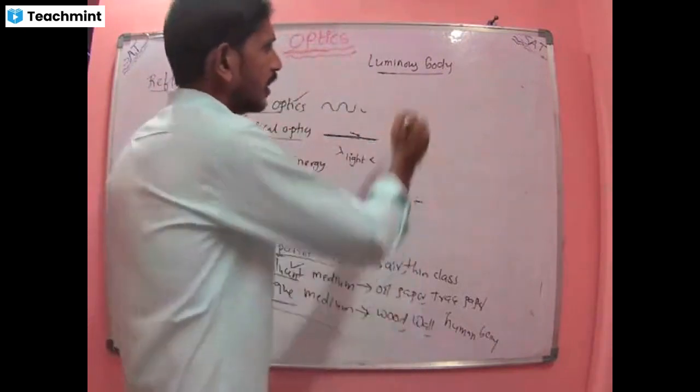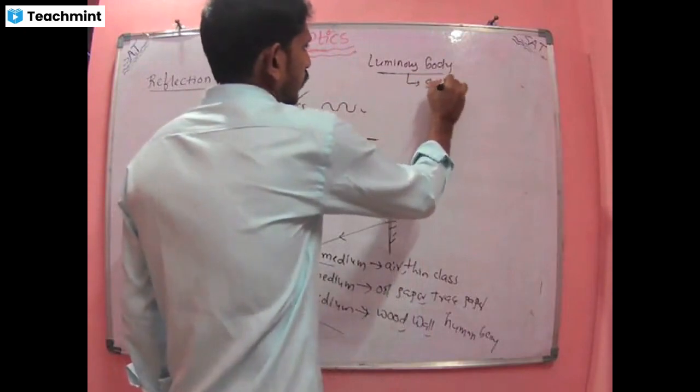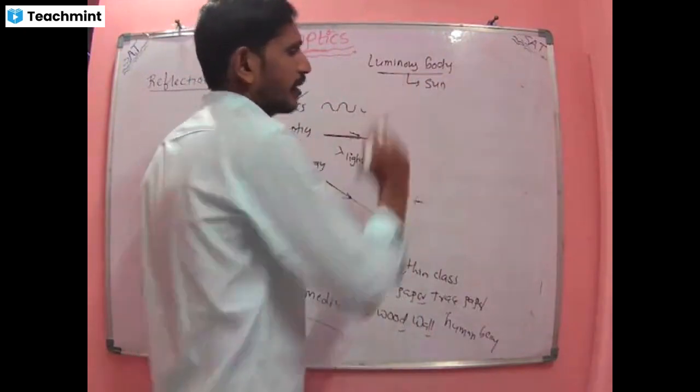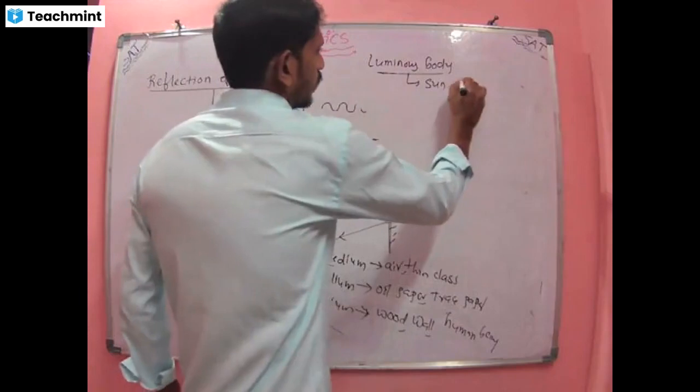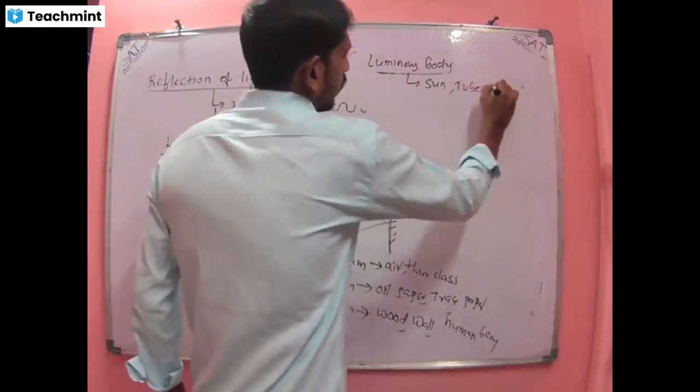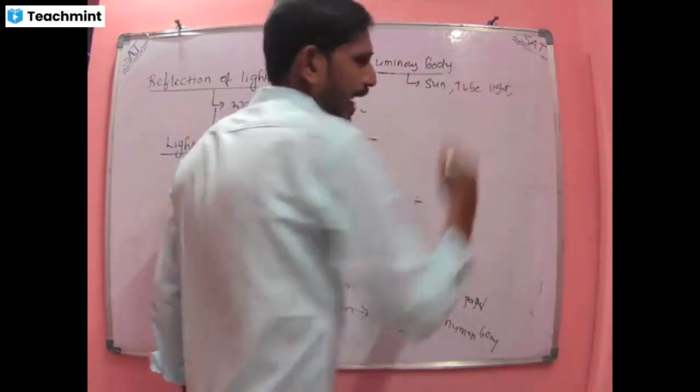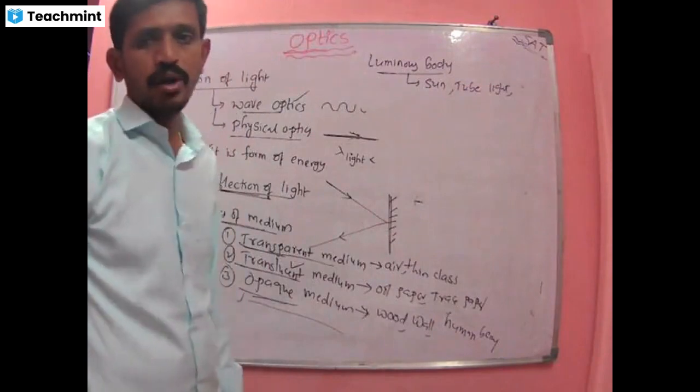The best example is the Sun, a natural luminous body. Next, a tube light, which is artificial, a lamp, and a burning candle. These are called luminous bodies.